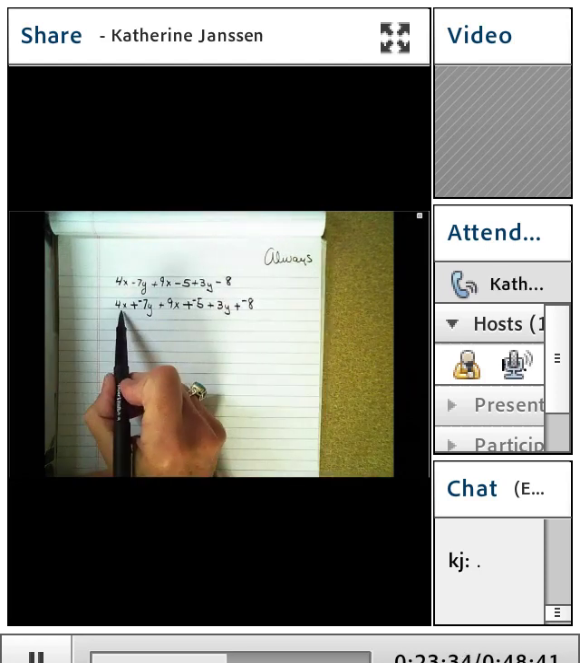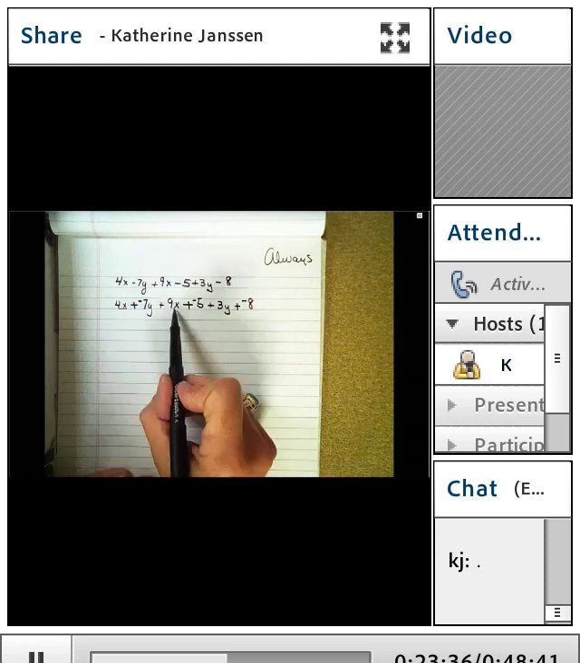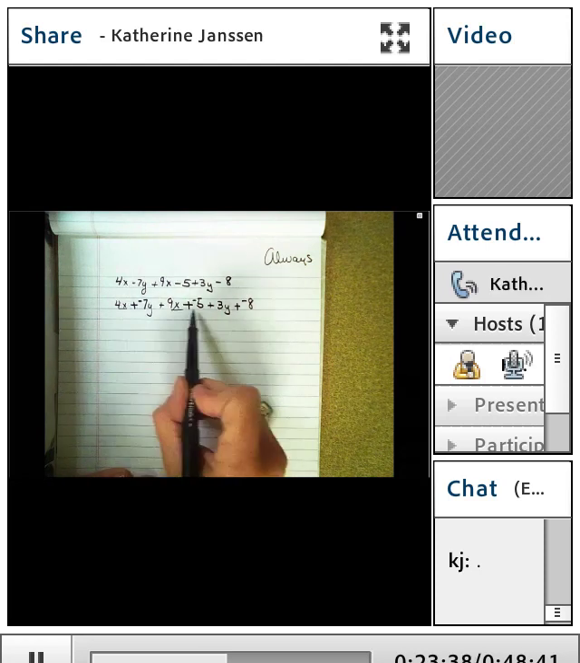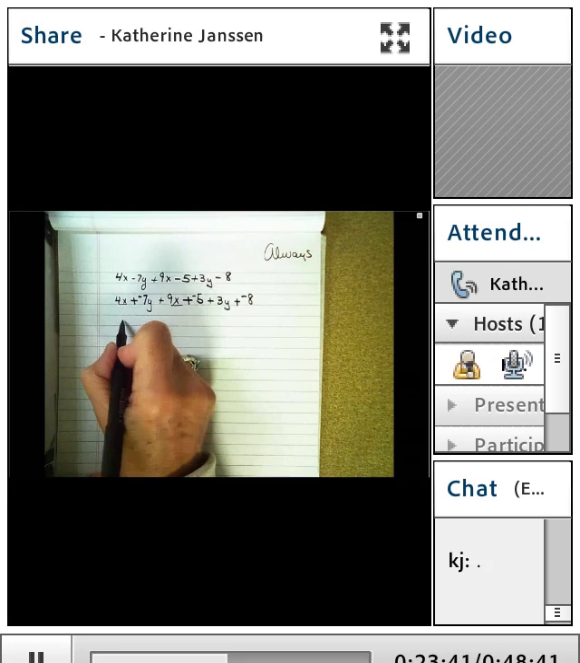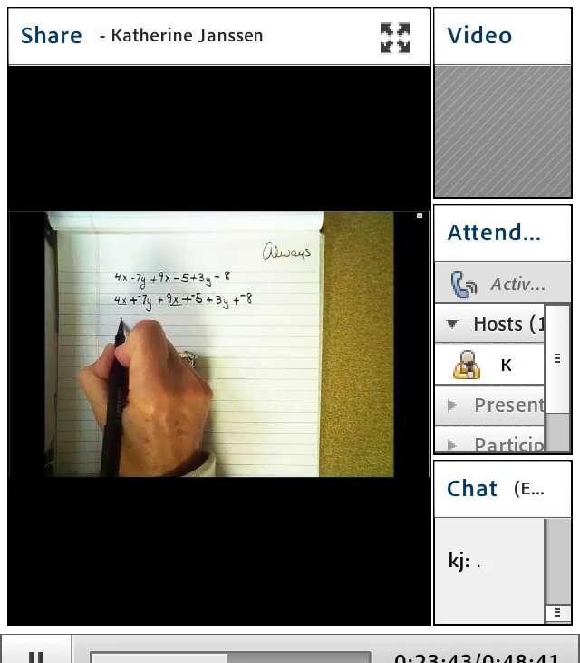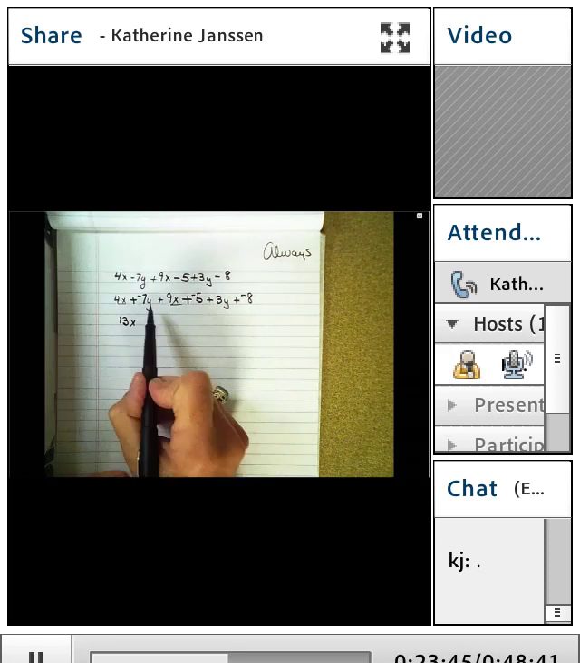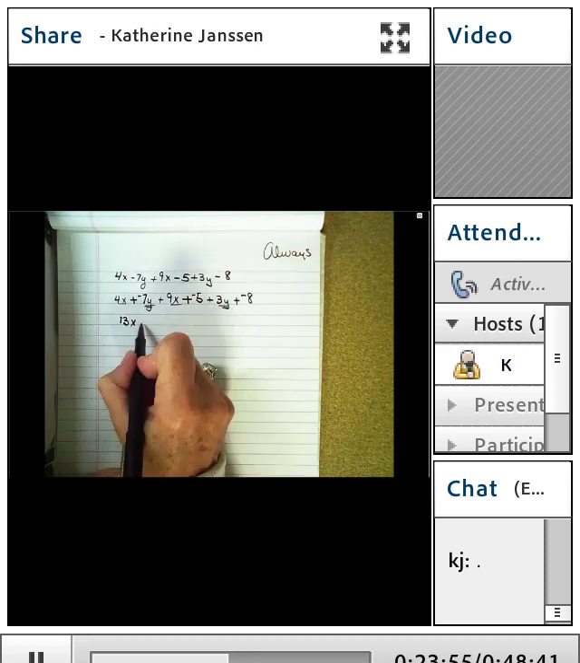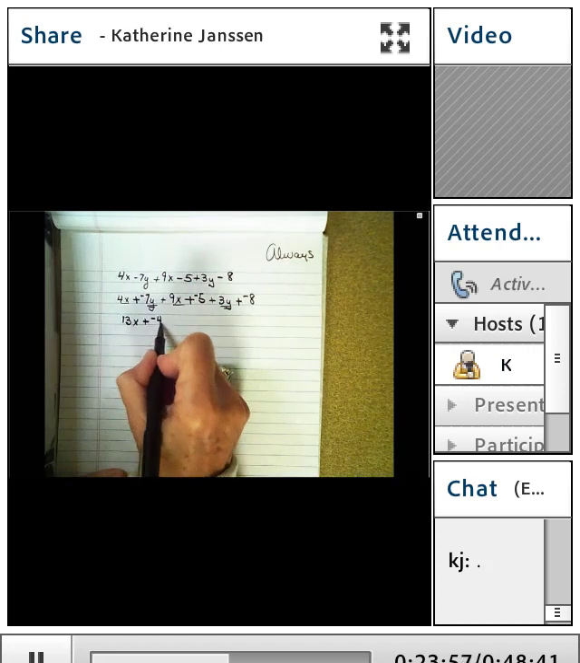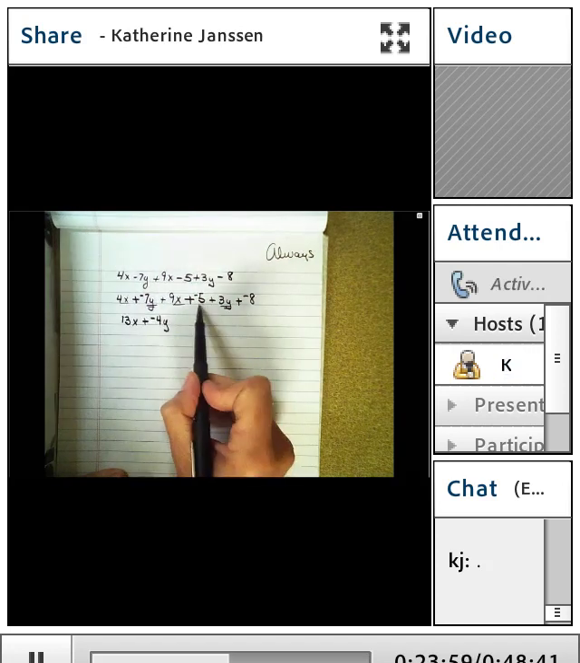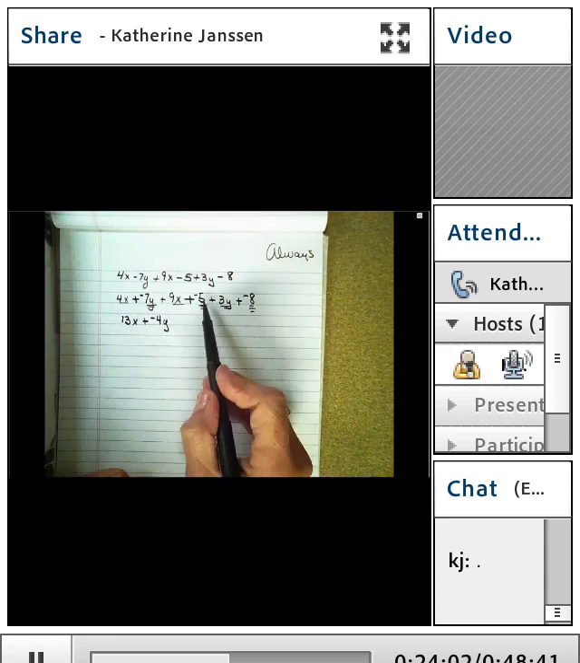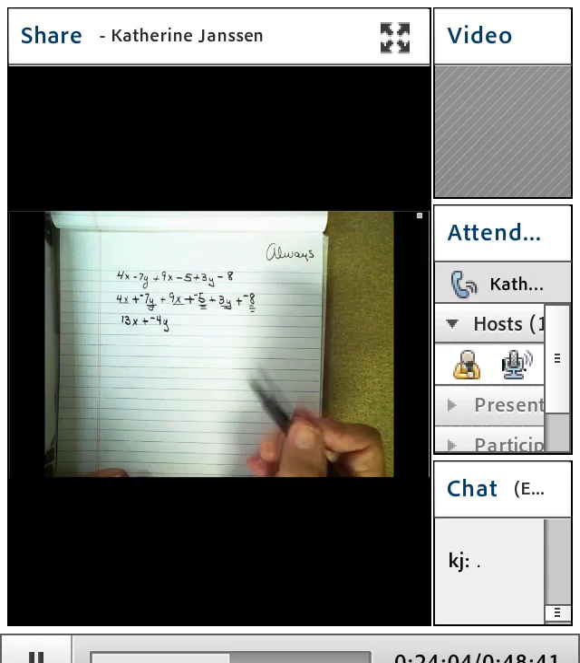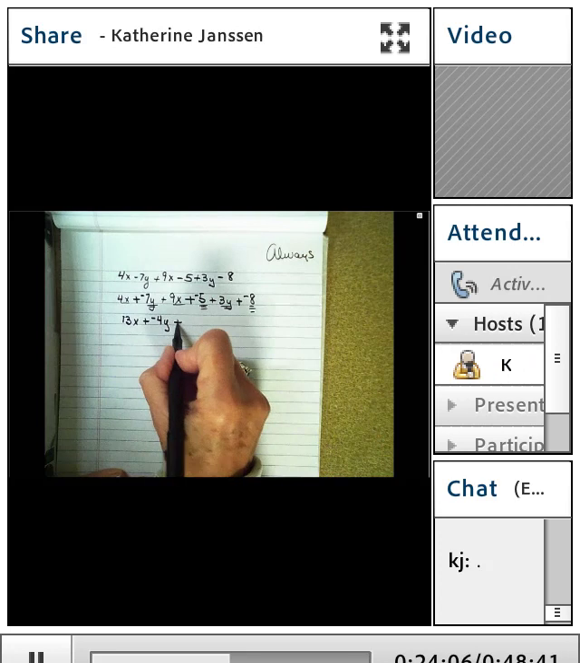Let's see if there are any other x's that I can collect. There's x to the first degree, x to the first degree. 4x plus 9x would be 13x. Looking at my y to the first degree terms, a negative 7y plus a positive 3y would be a negative 4y. And then I have my constant terms. A negative 5 plus a negative 8 would be a negative 13.